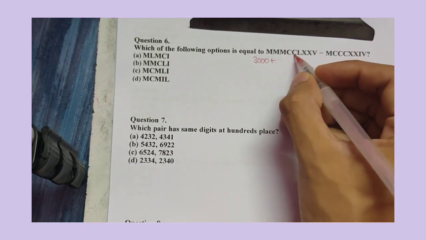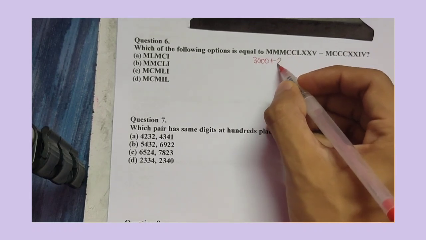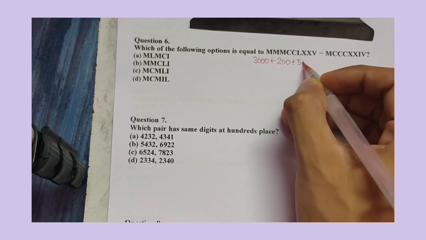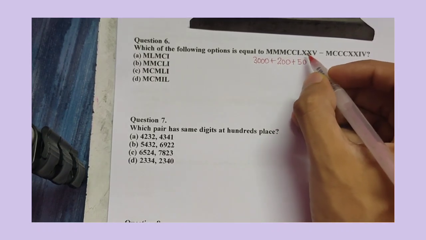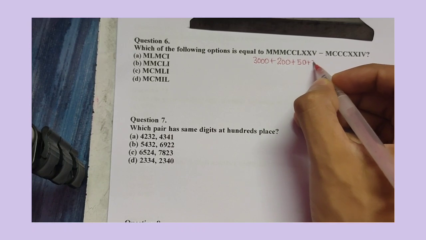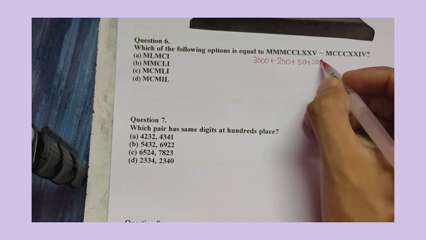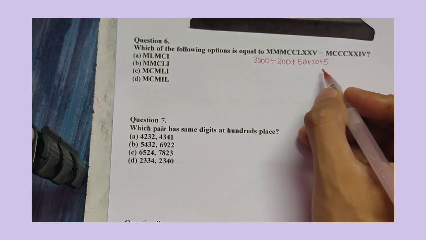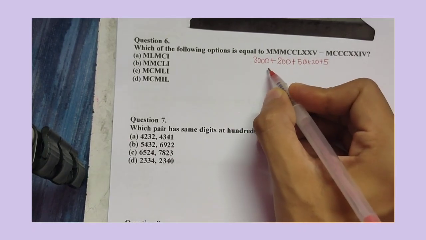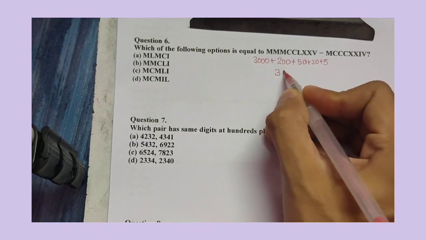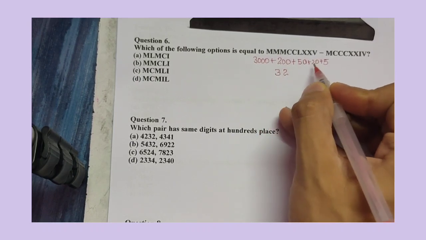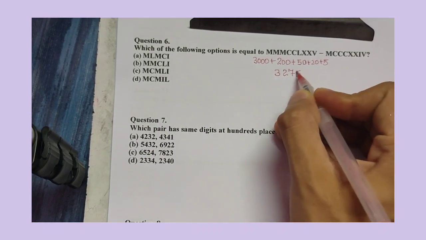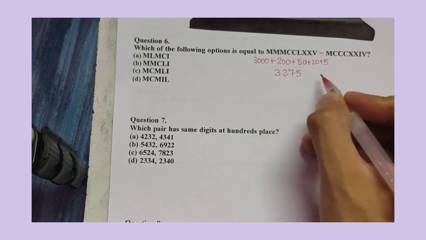plus 2 Cs are there, 100 plus 100, it means 200, plus L means 50, and 2 times X means 10 plus 10 is 20, and the V is representing 5. If we add up all this, it will give us the answer as 3200, 50 plus 20 will be 70, and the 5. So the first number is 3275.